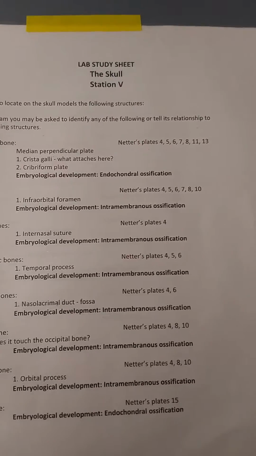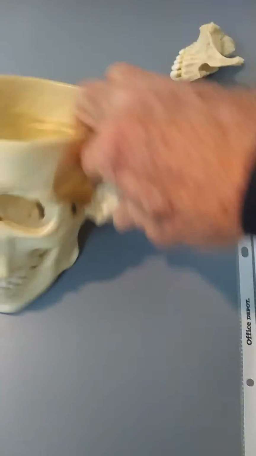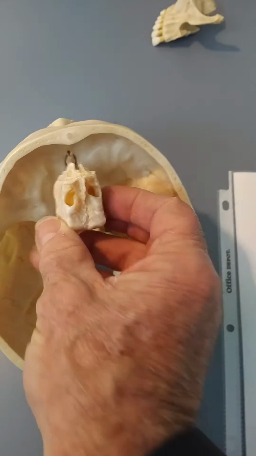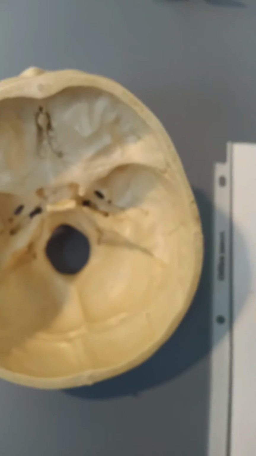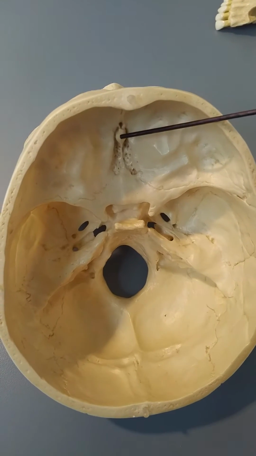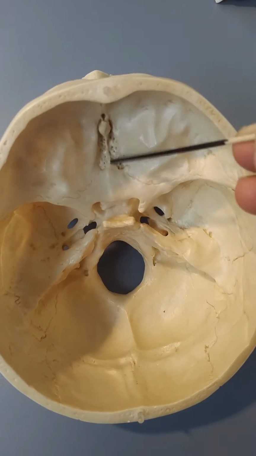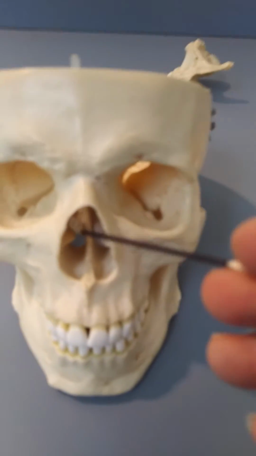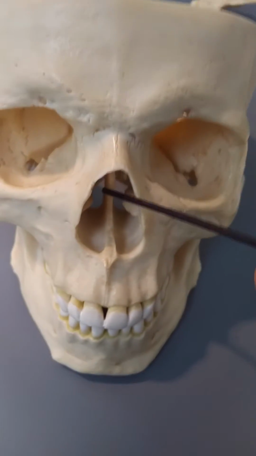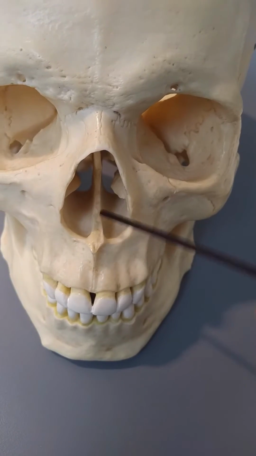This is lab station 5. We have the ethmoid bone, which is here. If this sat in the skull, you'd put it like this. There it sits in the skull. You can see the crista galli right here, and then the cribriform plate. You can see the median perpendicular plate here from the front side. While we're here, we'll mention here's the vomer bone.